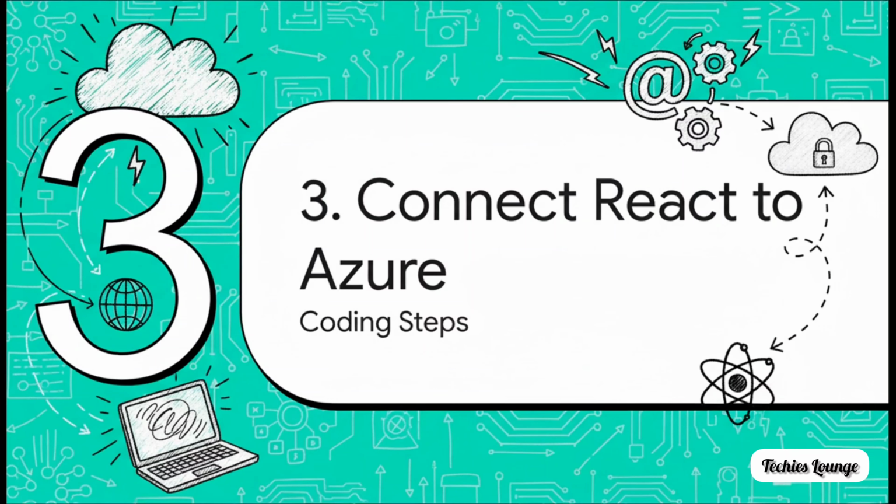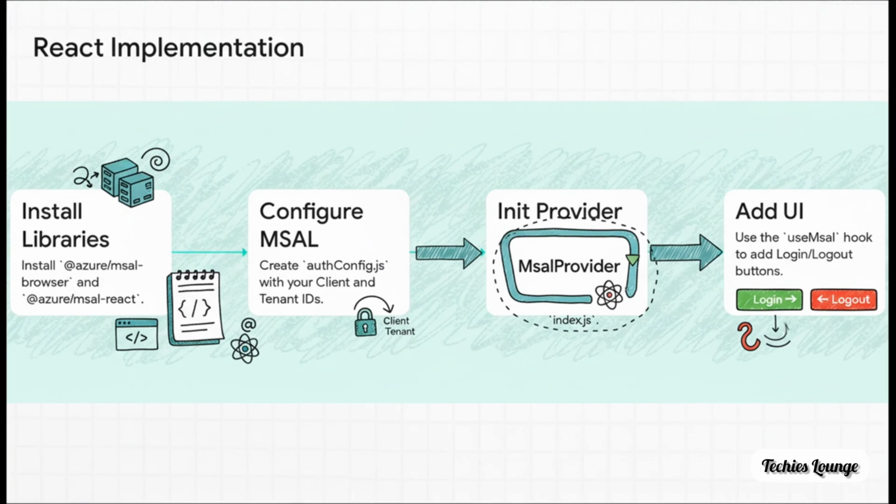Okay, our work in the cloud is done for now. It's time to head back to our local code editor and wire up our React app so it can talk to that app registration we just created. And the coding part is just as structured, which is nice. We'll kick things off by installing the 2 MSAL packages we need. Then, we create a really simple configuration file. After that, we wrap our entire React application inside something called the MSAL provider.